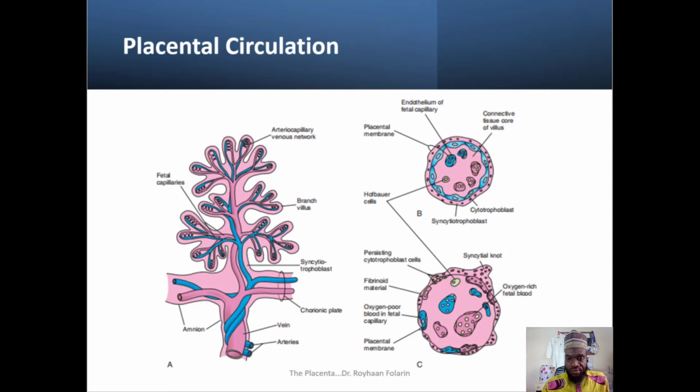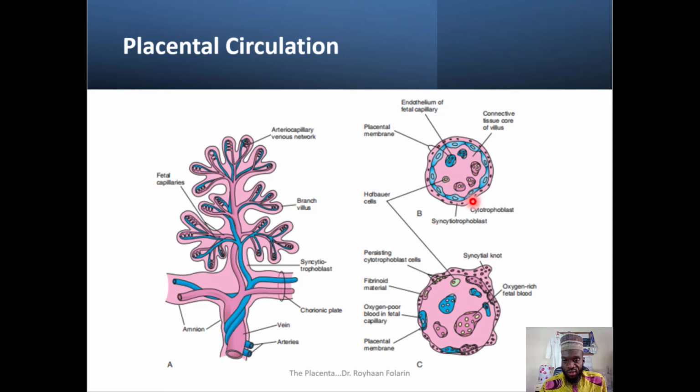So to further appreciate the main stem villus, we can see right here. After you have the branch villi all around, they end up in capillaries, the arteriovenous capillary network. And these are the fetal capillaries right here. So this is typically sections through the branch villus at about 10 weeks, and then at full term right here. So here is at 10 weeks and here is at full term.